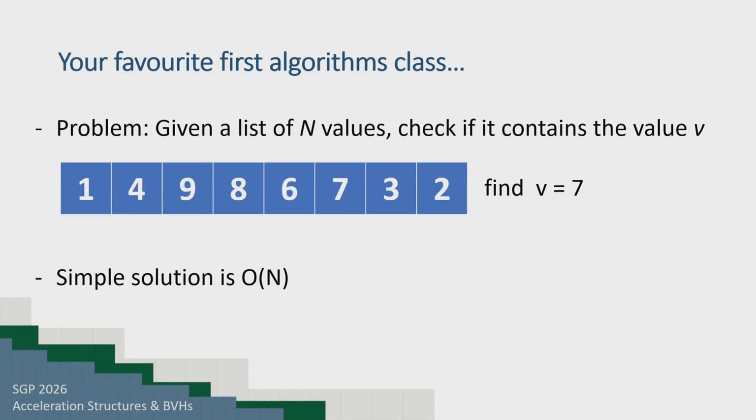Not super interesting, I hope. Most people have seen this before. This would be O(n). Yeah, worst case, we have to check all the elements. Otherwise, we check on average half of them.